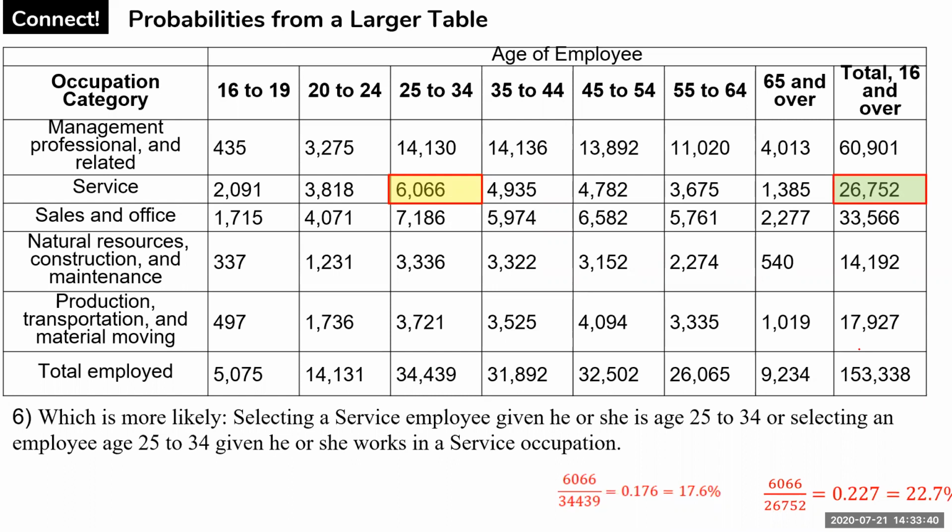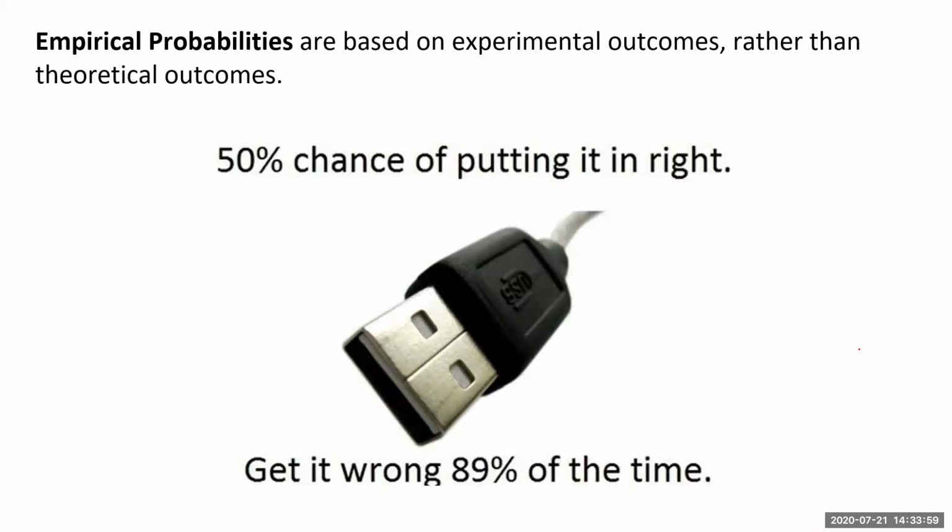So note how to deal with the and scenario or the and case, the or, okay? And then the if or given. And finally, there's one more, the not case, right? So note how you handle these statements, okay? Now here, we look at empirical probabilities, which are based on experimental outcomes rather than theoretical outcomes.